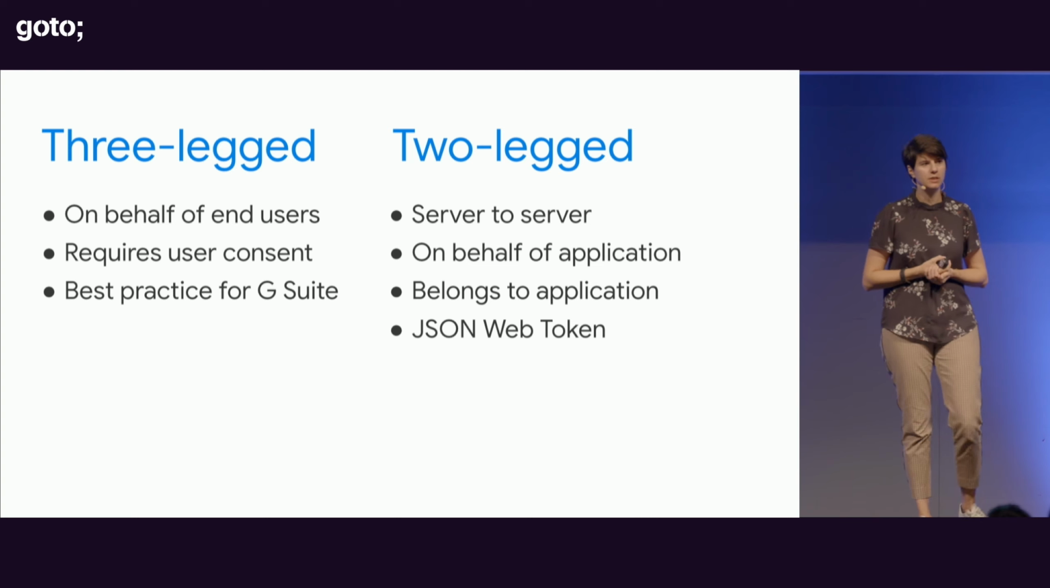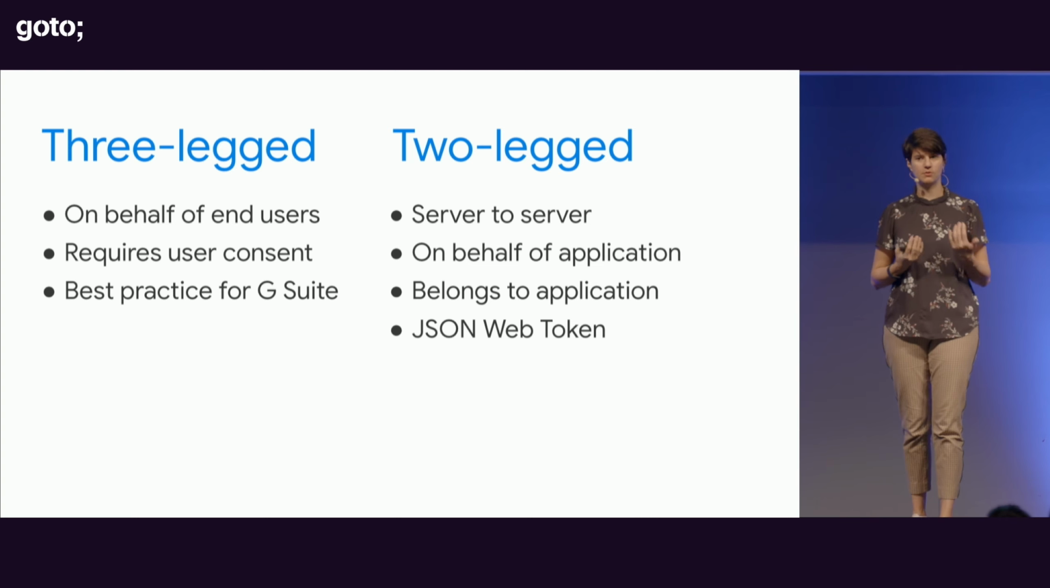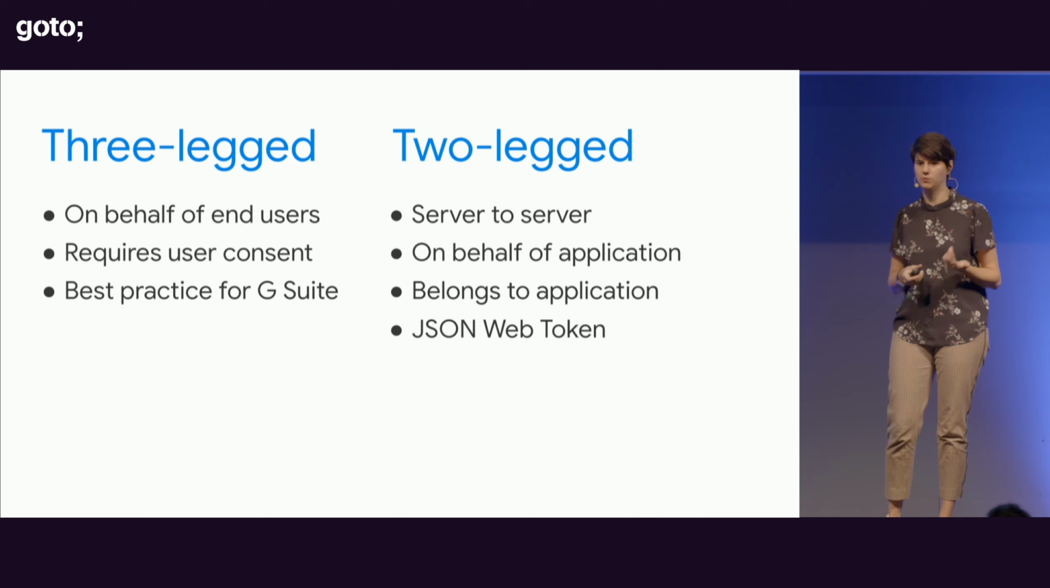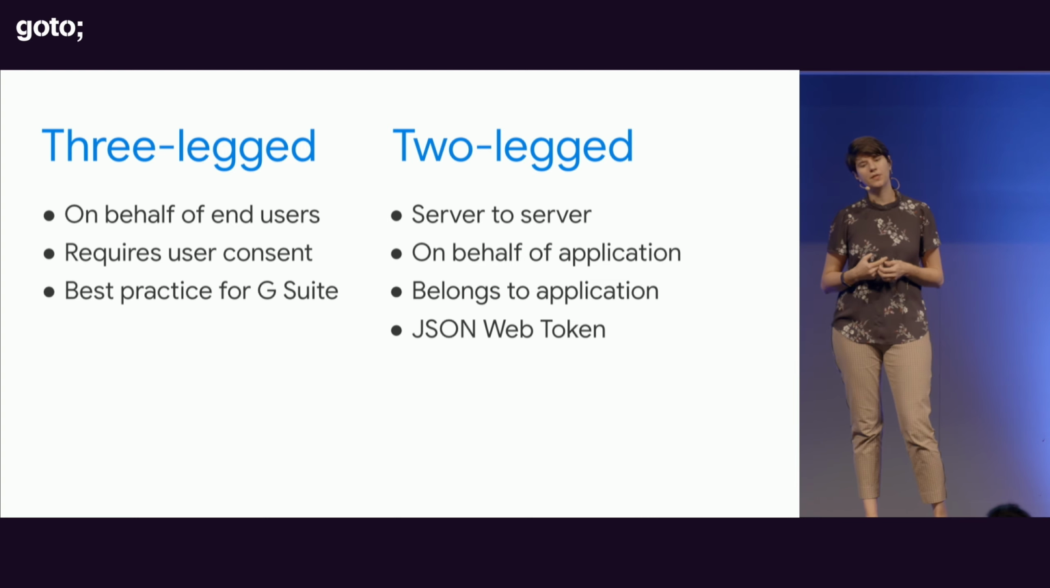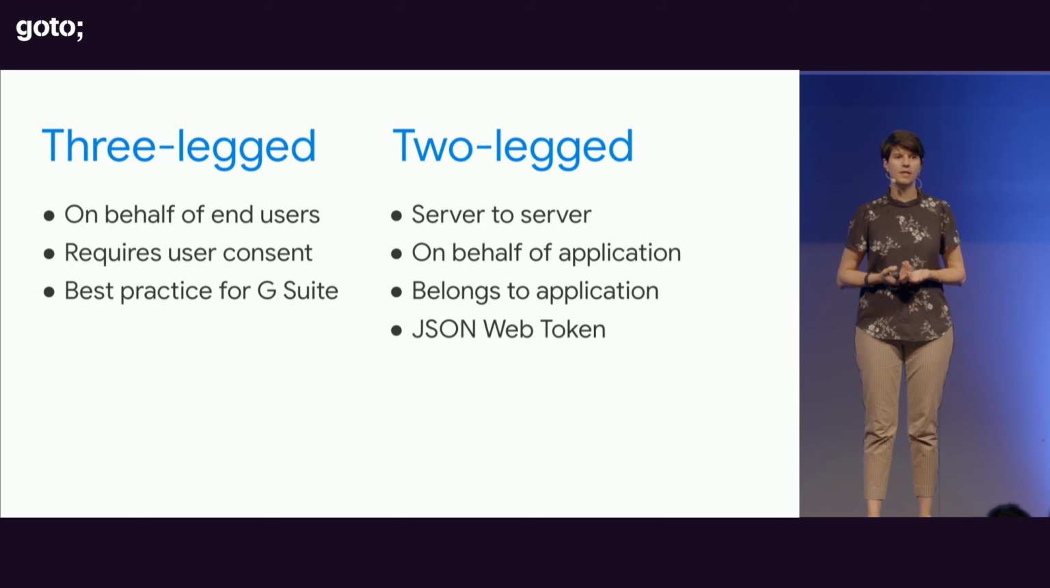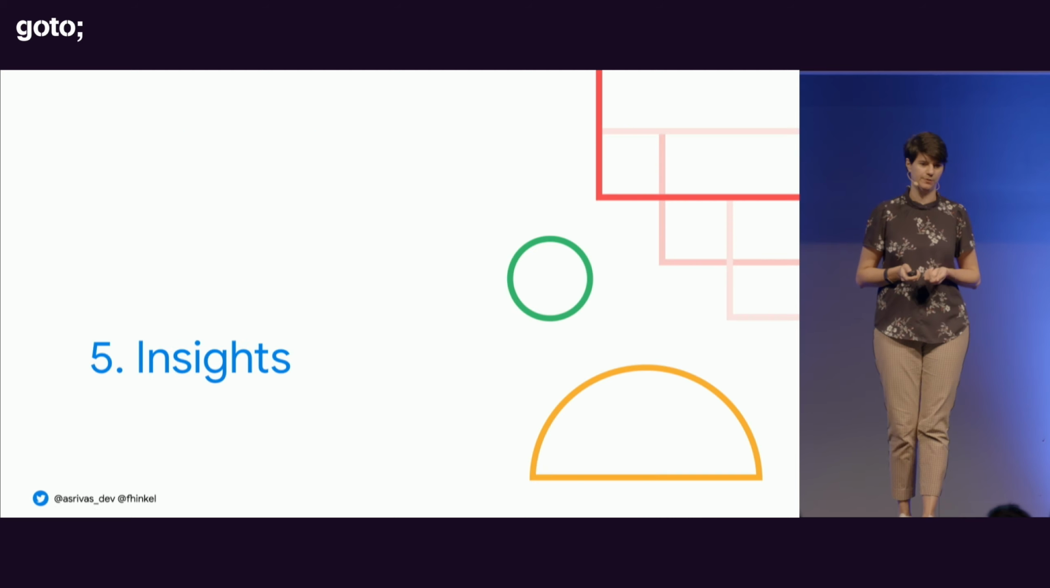So in comparison, three-legged OAuth is three entities. It's on behalf of the end users. It always requires consent, and it's usually your best practice when you work with G Suite. On the other hand, two-legged OAuth is for server-to-server authorization. It's on behalf of the application, and the resources have to belong to the application.